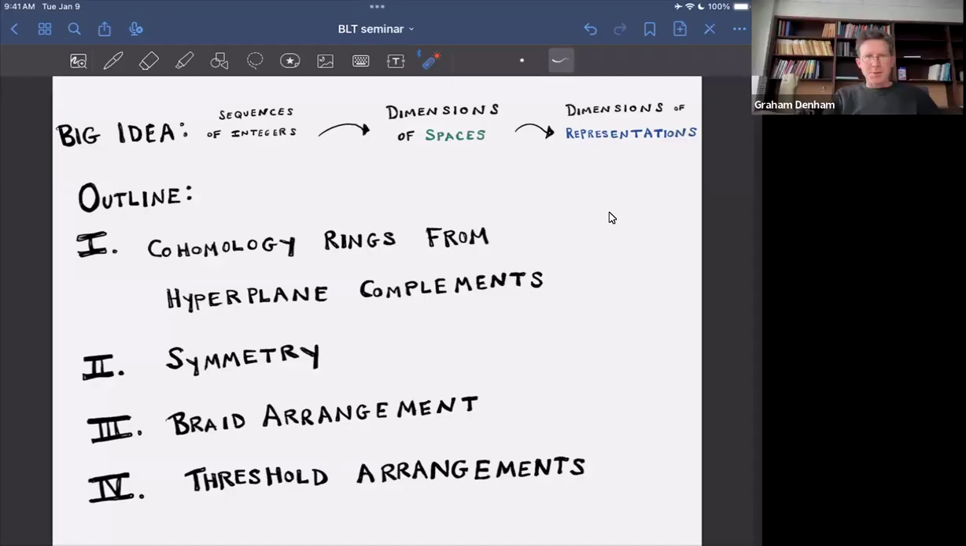Is it me or did we lose our speaker? I think we lost the speaker. Well, she knows where we are, I guess. It seems like a bad day for Zoom.